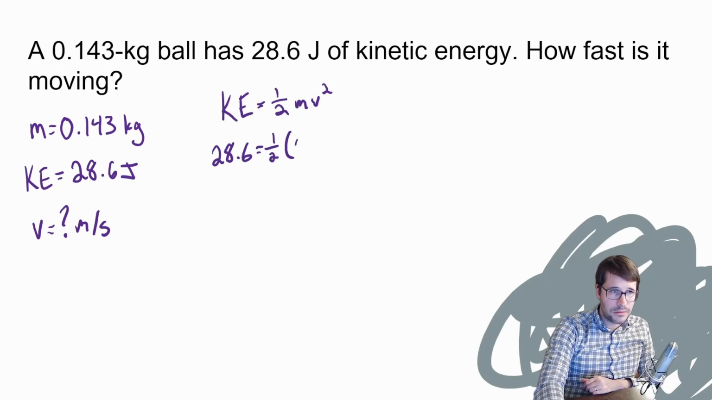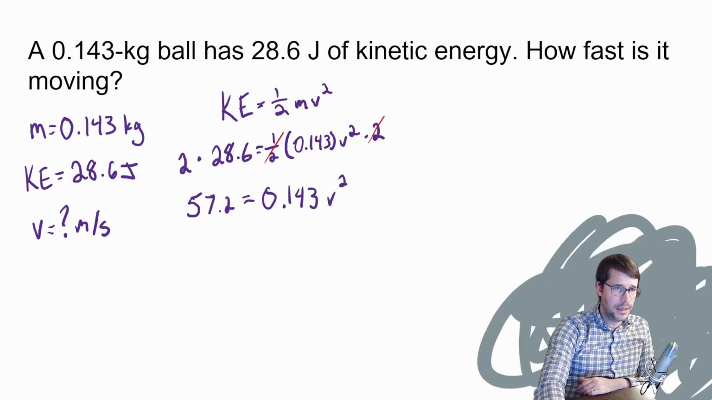I'm going to write down the equation. I'm going to plug in my numbers where they go. And then we're going to do a little bit of arithmetic and algebra to get this through there. Multiply both sides by 2, cancel the 1/2, or you can multiply out the 1/2 as you go, however you want to go about doing this. I've got that right there, and then I want to solve for v. So I'm going to solve for v squared.